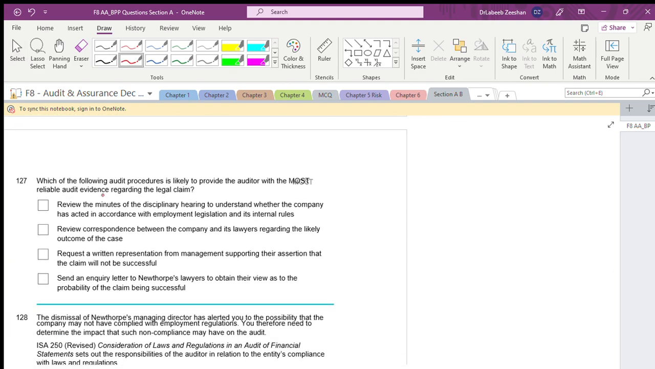Now, which of the following audit procedures? See, audit procedures are very important. They will ask you in scenario based questions, and also in section B. Which of the following audit procedures is likely to provide the auditor the most reliable evidence regarding the legal claim? Whenever you are talking about reliable evidence, see, internal evidence is weak. External evidence is strong.